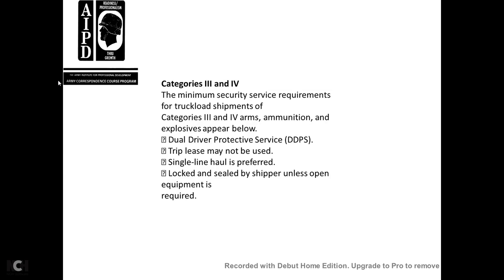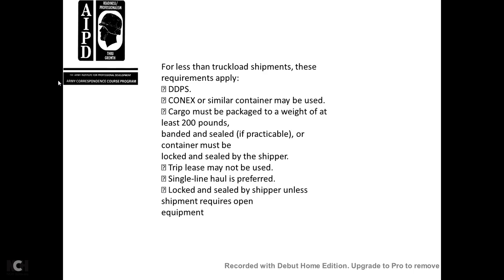Category 3 and 4 minimum security service requirements for truckload shipments of Category 3 and 4 arms, ammunition, and explosives appear below. Dual driver protective services are required; triple lease may not be used. Single line haul is preferred, locked and sealed by the shipper unless open equipment is required. For less than truckload shipments, the cargo must be packaged to a weight of at least 200 pounds, banded and sealed, or the container must be locked and sealed by the shipper. The triple lease may be used. Single line haul is preferred, locked and sealed by the shipper unless the shipment requires open equipment.